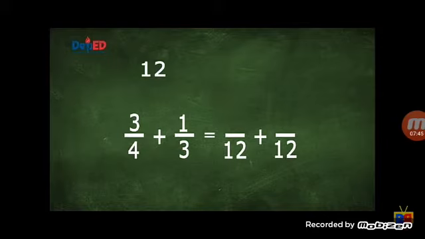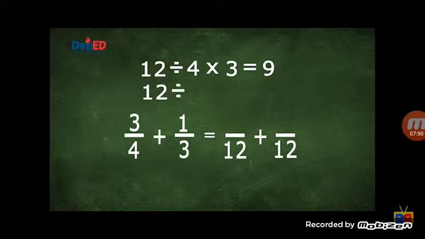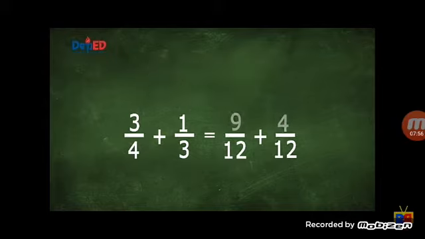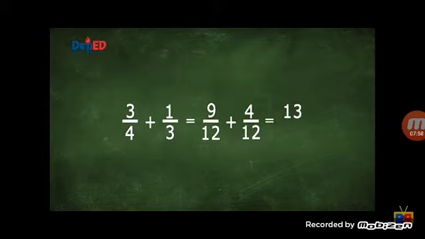12 divided by 4 times 3 equals 9. 12 divided by 3 times 1 equals 4. Step 3. Add the numerators. 9 plus 4 equals 13. And copy the common denominator, 12.